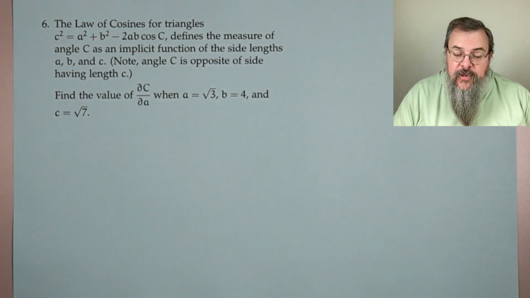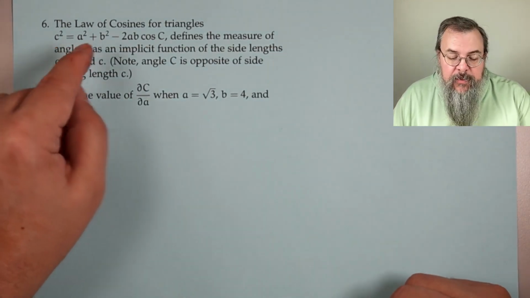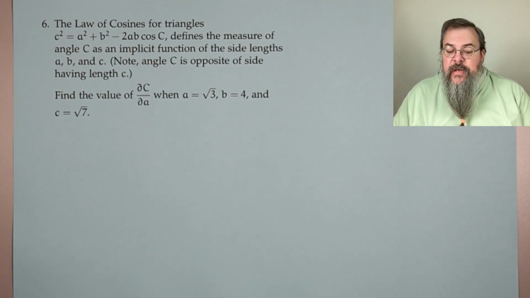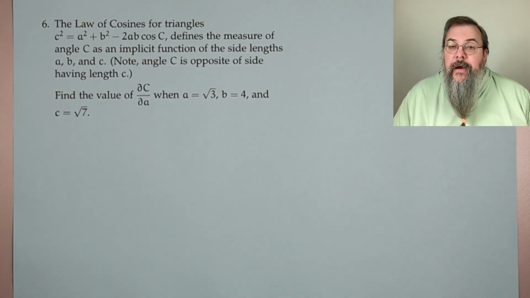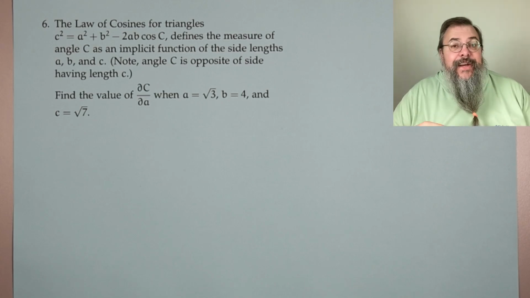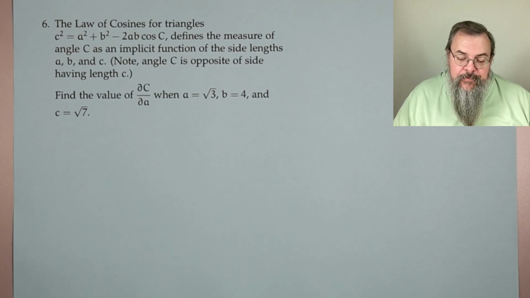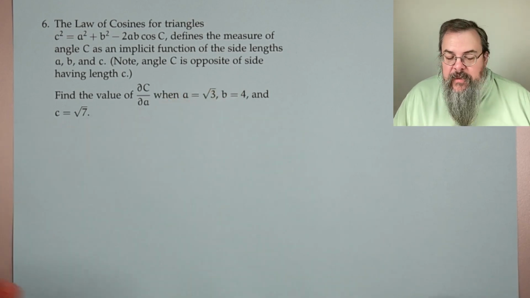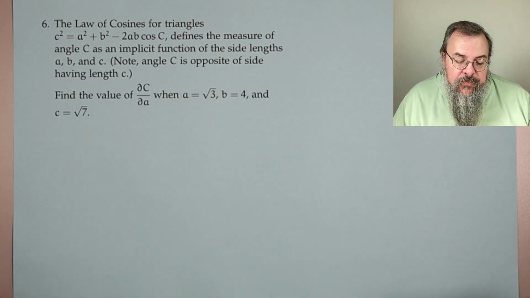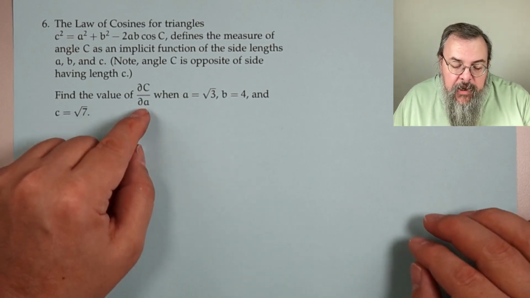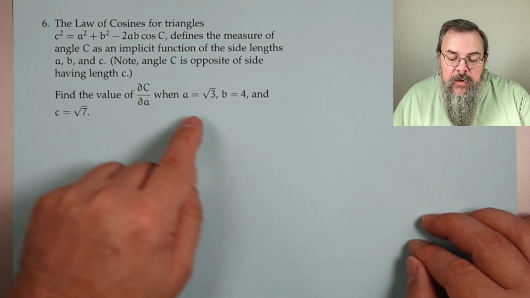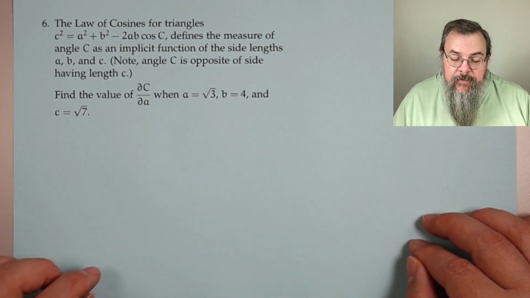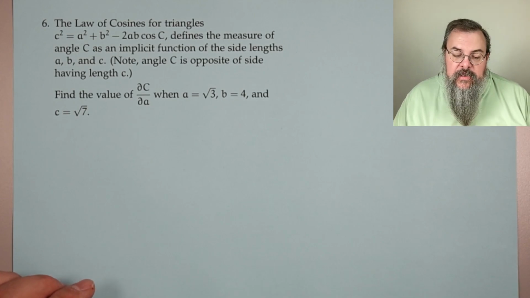The law of cosines for triangles, c squared is a squared plus b squared minus 2ab cosine C, defines the measure of angle C as an implicit function of the side lengths a, b, and c. On a side note, you can think of the law of cosines as a nice generalization of the Pythagorean theorem. Make a note, angle C is opposite the side having length c. Now, the question: find the value of partial C, partial a, when a is root 3, b is 4, and c is root 7.